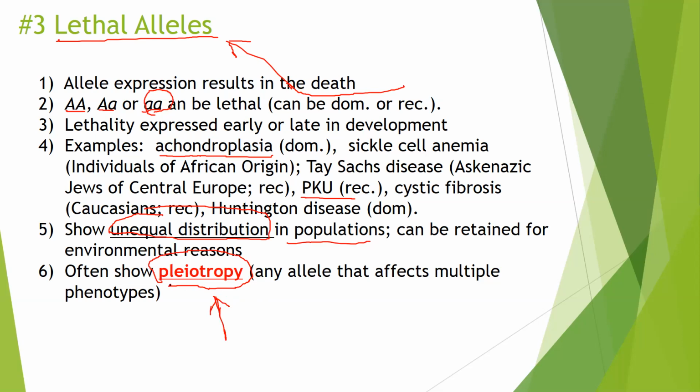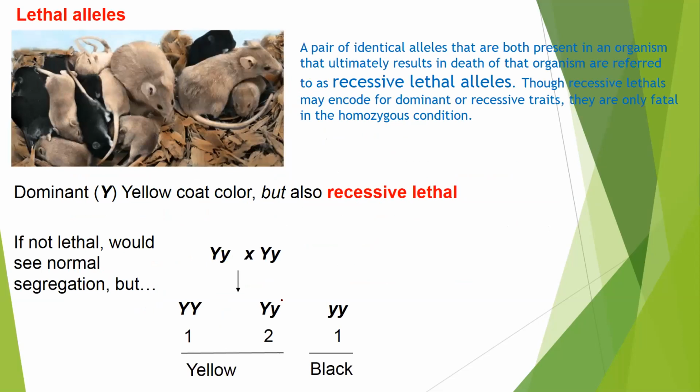So pleiotropy means any allele that can affect multiple phenotypes. So for an allele of a gene, if that allele can produce more than one phenotype, then we say this gene or this allele is pleiotropic. Okay. All right, let's look at an example of the lethal alleles here. Okay, so this is an example in mice.